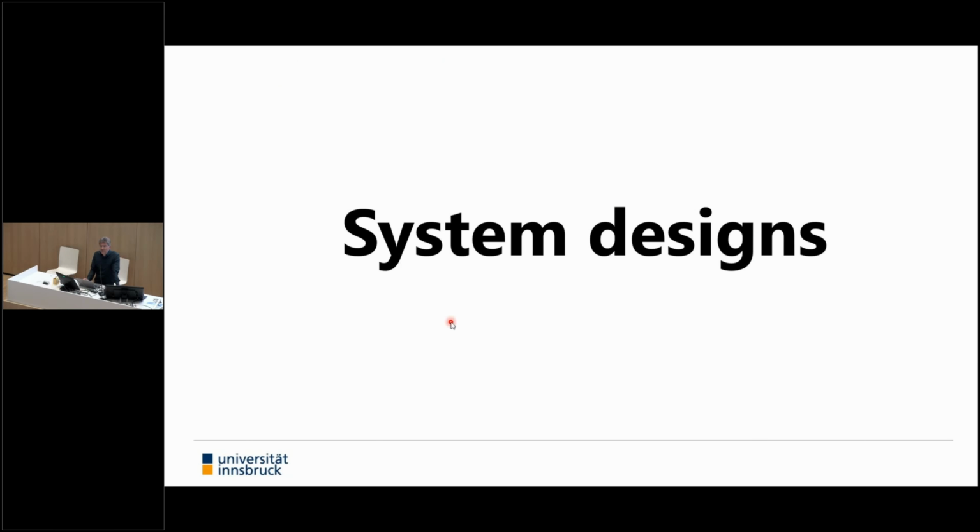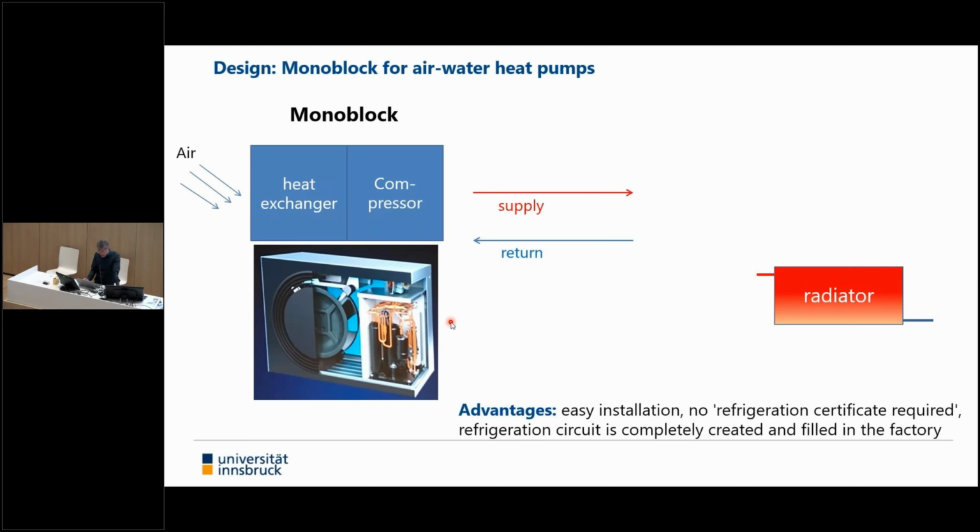What kind of system designs exist? The so-called monoblock is a unit made out of the heat exchanger and the compressor in one unit. So that's why it's called mono, one block, all in one. And the heat comes to the inside via a water circuit. Everybody can install it, so it's easy installation. No refrigerant certificate is required for installation. And the refrigeration circuit is completely created and filled in the factory.